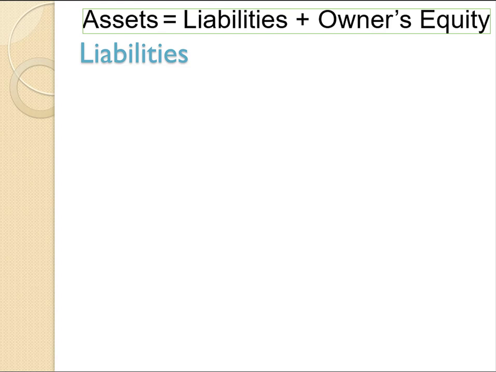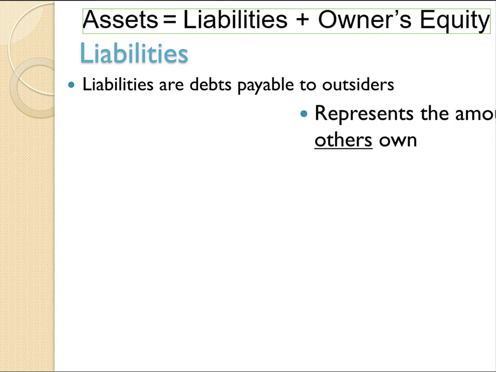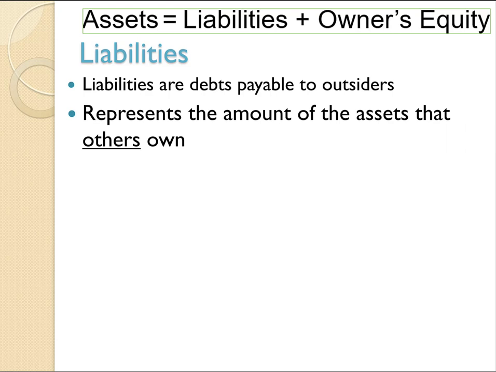So now let's talk more about liabilities. So all liabilities is just debts payable to outsiders. So debts are just another way of saying liabilities. So liabilities represent the amount of the assets that others, like the bank, own.